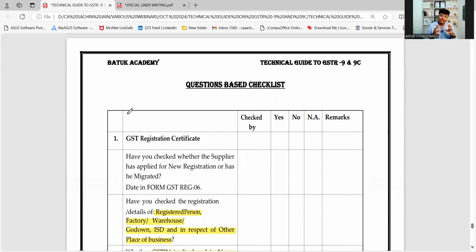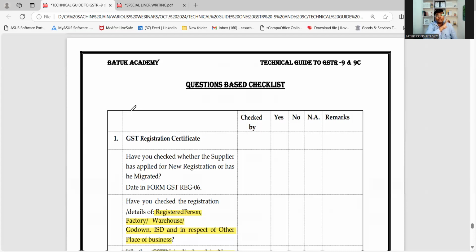Now, we'll discuss certain questions. Okay. And I can say this is the checklist based on questions. If you follow this checklist, this is the assurance from my side that your GSTR-9 and 9C will be filed in a very correct way. And this is also based on a very lawful manner.